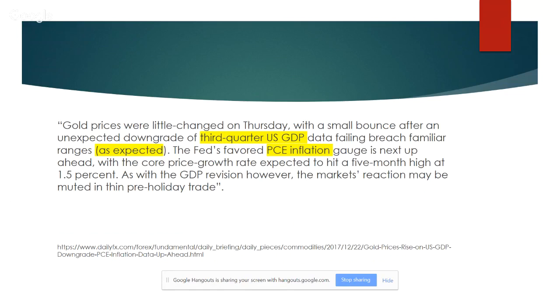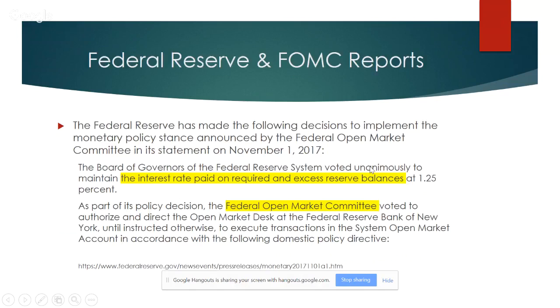So once again, this is just a really simple way to say that gold didn't change because of an unexpected decline in the third quarter GDP report, right? The Fed showed that inflation is rising, and in 5 months it'll be 1.5%, right? GDP, the market's revision may be muted within a pre-holiday trade, right? So basically, it's too hard to tell because it's the Christmas season, so we'll determine after Christmas.